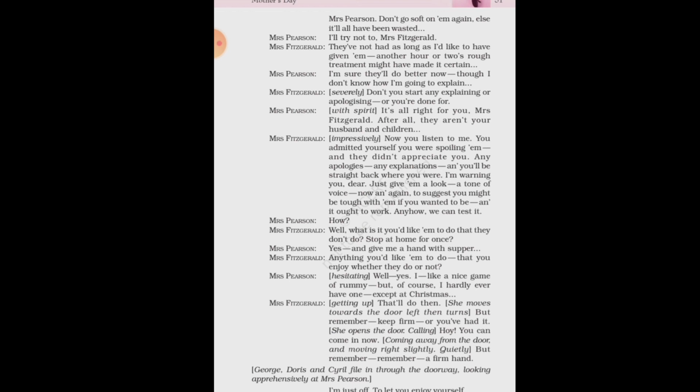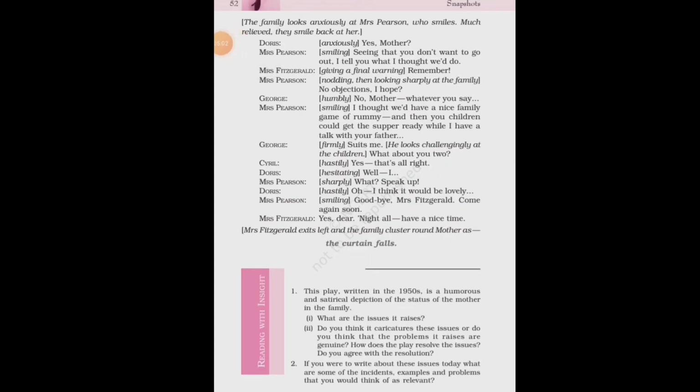Mrs. Fitzgerald, getting up: That will do then. She moves towards the door, left, then turns. But remember, keep firm or you've had it. She opens the door, calling: Come in now. Then quietly: But remember, a firm hand. George, Doris, and Cyril file in through the doorway, looking apprehensively at Mrs. Pearson. I'm just off to let you enjoy yourself. The family look anxious at Mrs. Pearson, who smiles. Much relieved, they smile back at her.